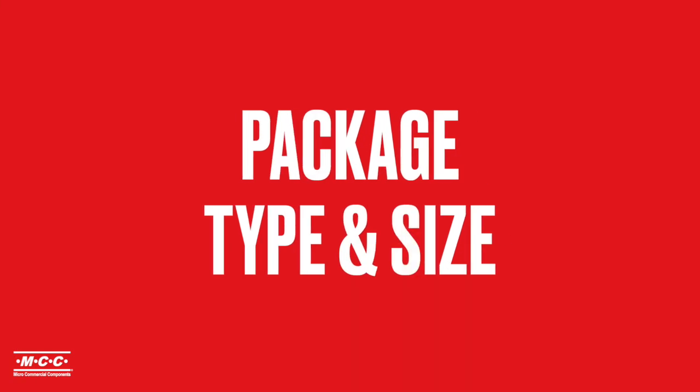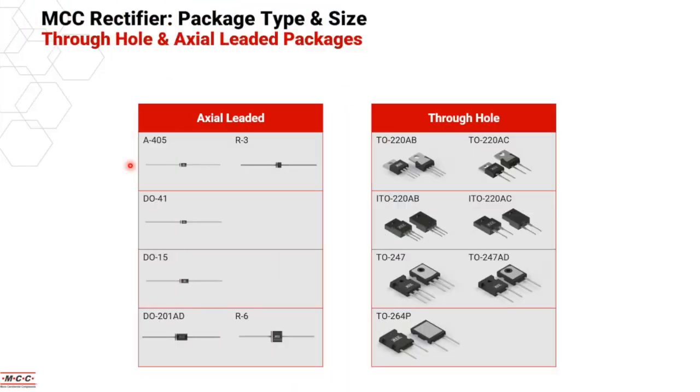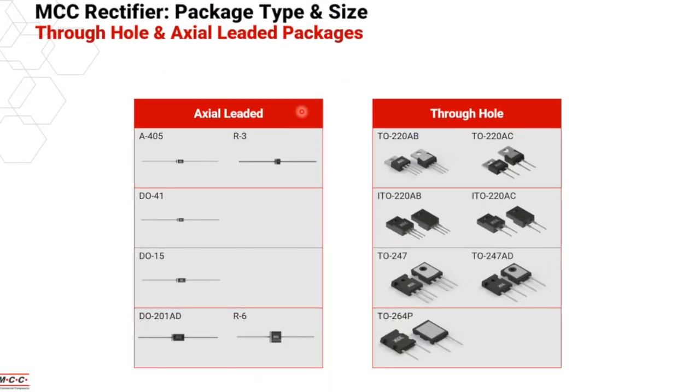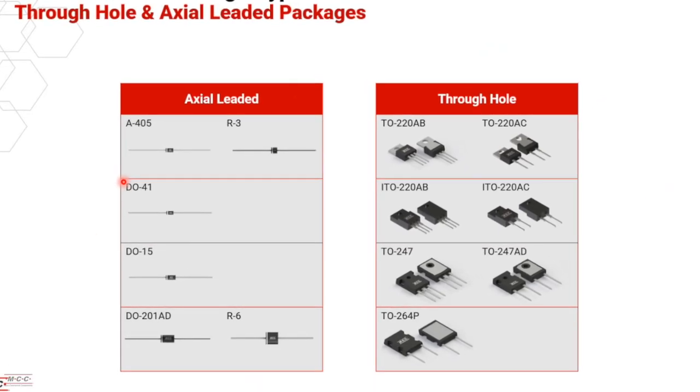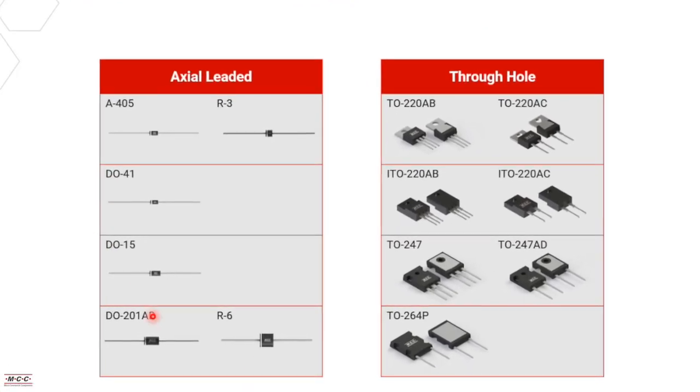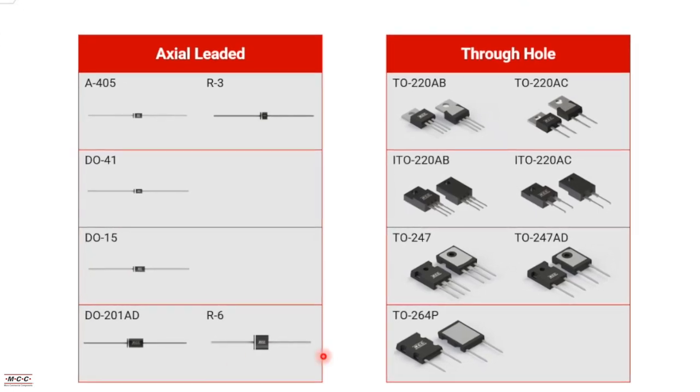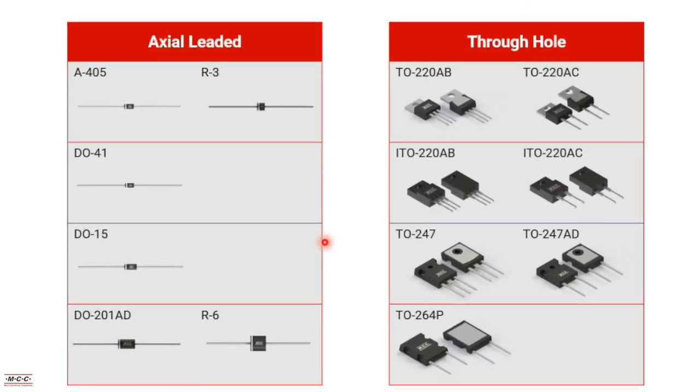So these are the packages offered by MCC. For axial leaded, these are the common packages that you will find in the market, for example the DO-41, the DO-15, as well as the R6 package. For through-hole packages, you can find the TO220. These are all the common packages, including the isolated TO220, as well as the TO247. We also include the TO264 in our portfolio.